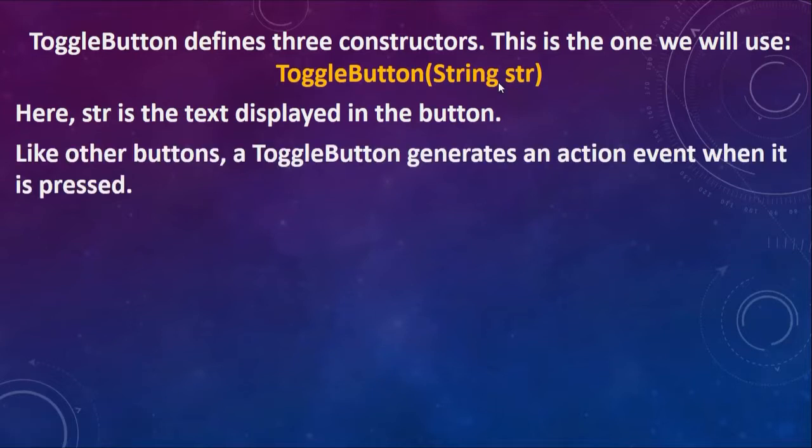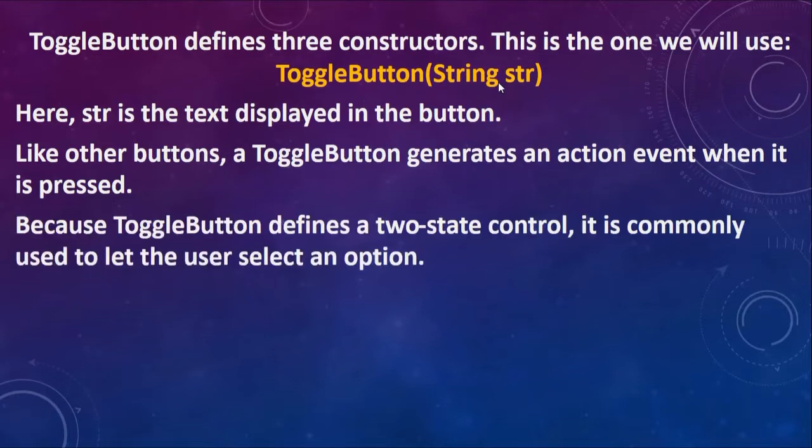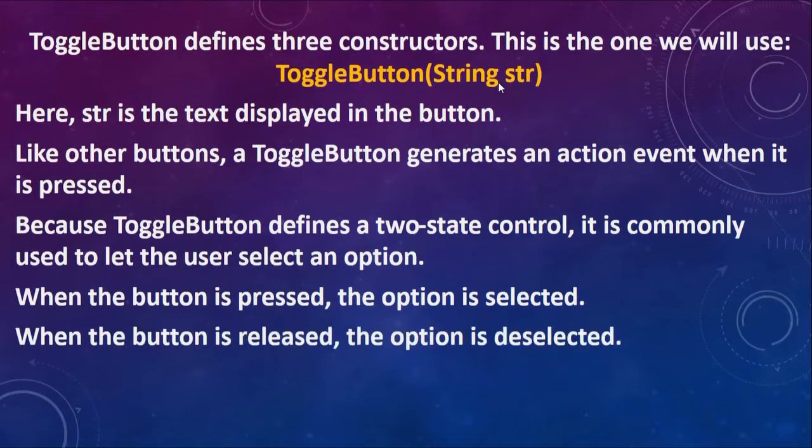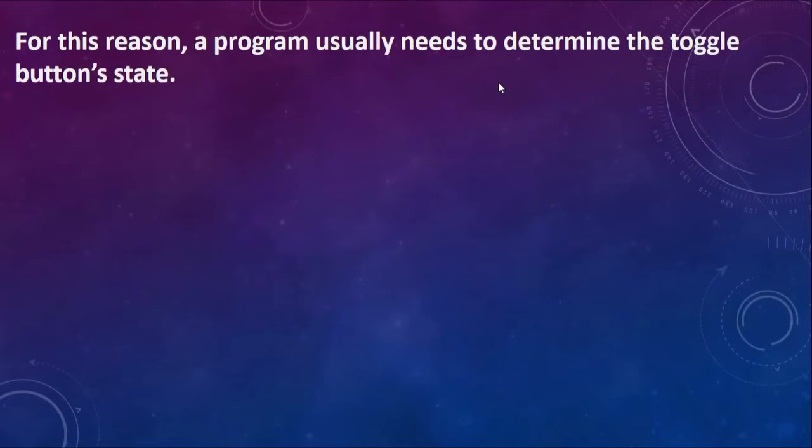Now like other buttons, a toggle button generates an action event when it is pressed. Because a toggle button defines a two-state control, it is commonly used to let the user select an option. When the button is pressed, the option is selected, and when the button is released, the option is deselected. For this reason, the program usually needs to determine the toggle button's state.